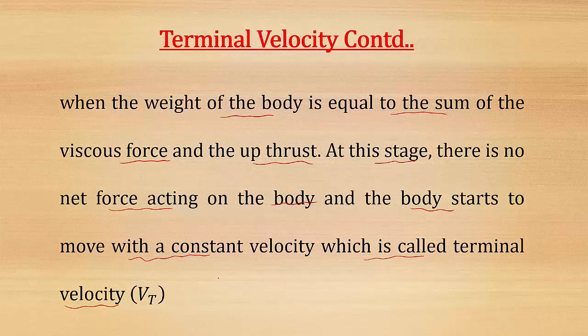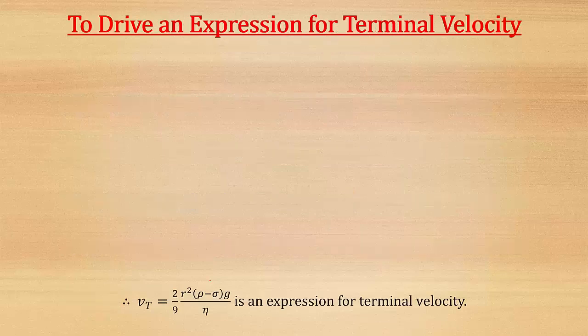So at this point, there is no net force acting on the body because it is completely balanced here. It is in equilibrium position. That's why the body starts to move with constant velocity, and that constant velocity we call terminal velocity, which is denoted by the symbol Vt.